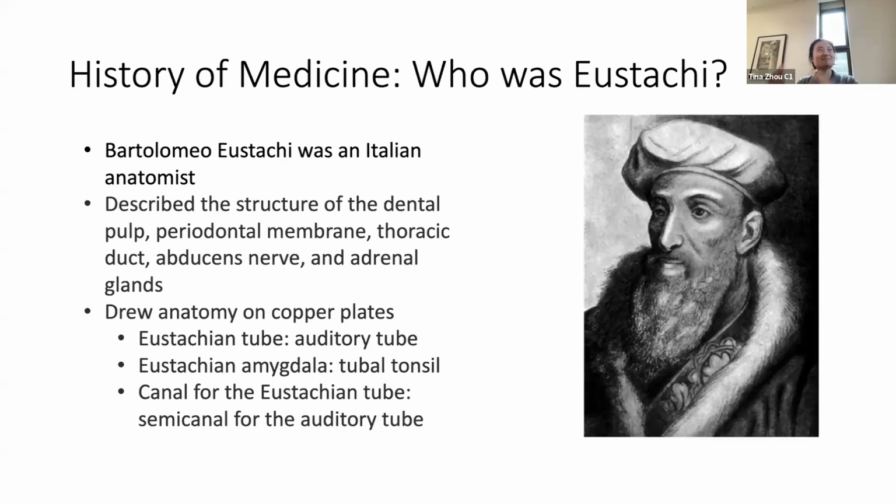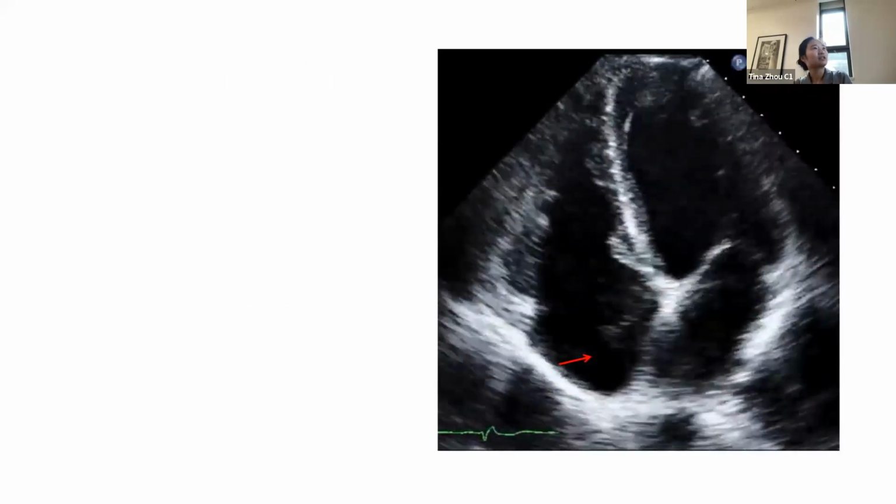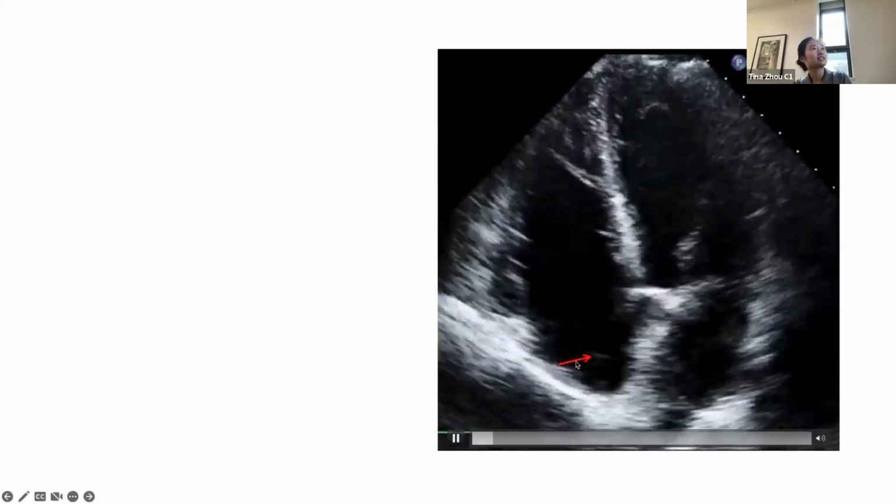Essentially, yes, chest up. He was a very prolific anatomist, and he was so old that he used to draw anatomy on copper plates. Fortunately, I don't have a picture of that, but it would be cool. All right, moving on. What is that?